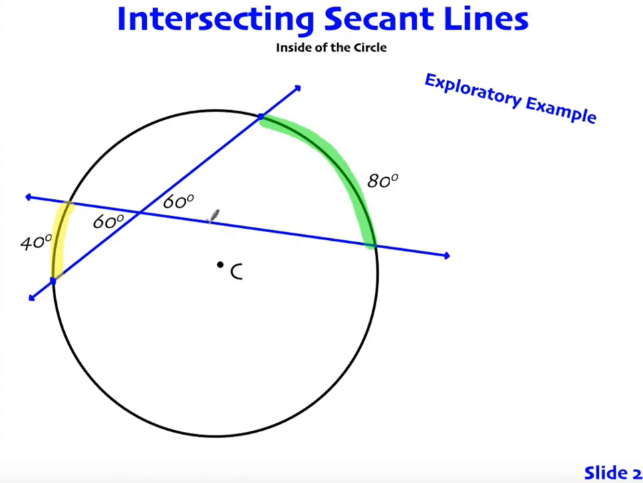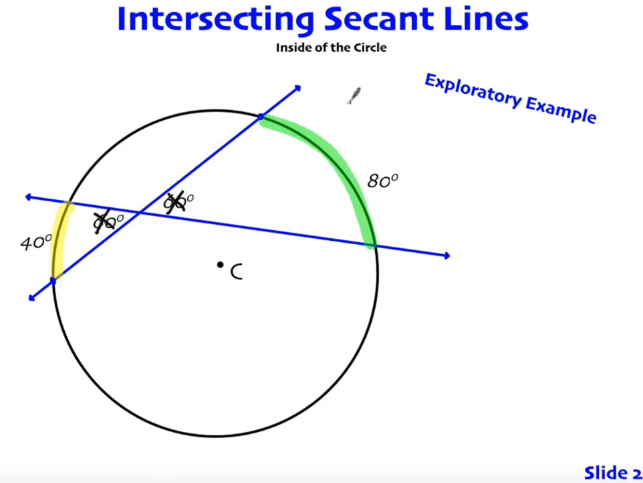So here you can see that we have two arcs. We know that this arc, the bigger arc, which is also a minor arc, is 80 degrees, and this one is 40 degrees. And based on these two numbers, we're actually able to figure out the measurement of this angle in the middle. They're vertical, so they're the same. And let's say we didn't know that they were 60, right?